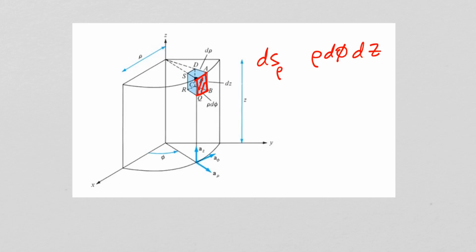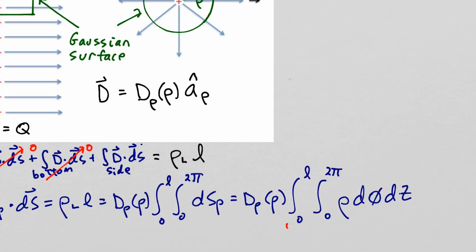Now we'll work through this once, but this is just the area of the side of a cylinder. So it's 2 pi rho times L. And in the future, you don't have to go through all the steps of this integration. Just recognize that this is the area of the side of the cylinder and write it down.